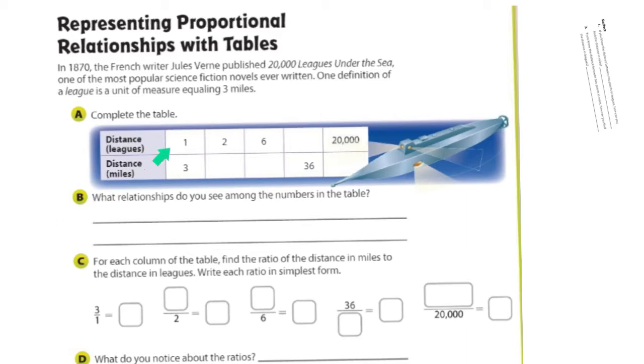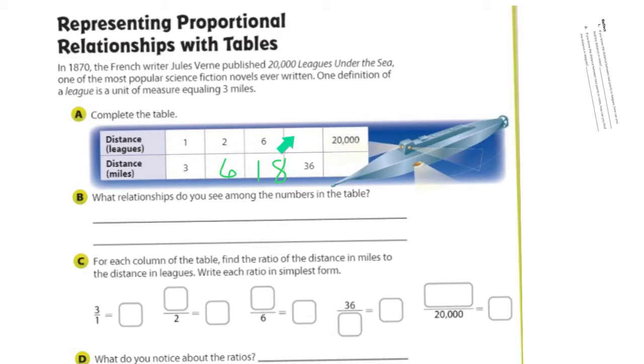So I'm going to look and see how they have a number here, the distance in leagues, and a number here, distance in miles. So these two are together. It looks to me like for every 1 league, you have 3 miles. So for 2 leagues, you would have 6 miles. And if you have 6 leagues, you would have 18 miles. So it looks to me like you would take the league and multiply it by 3 to get the mile. Multiply by 3, multiply by 3.